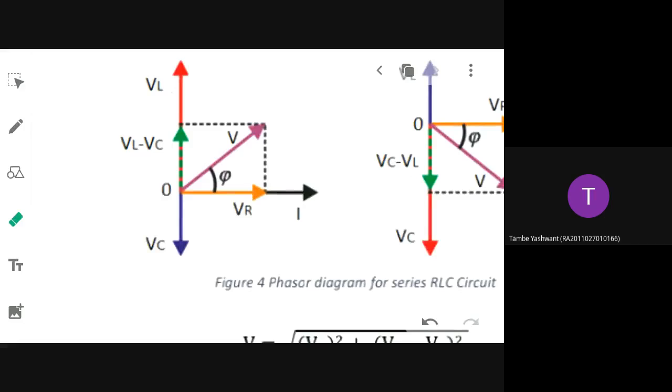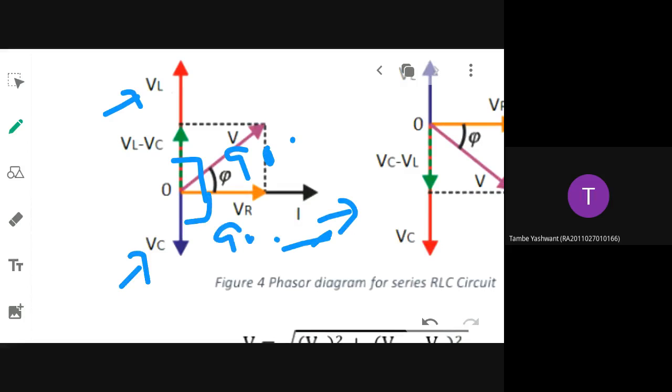Understood why VL is on top and VC is down? VL is on top because the current is lagging behind the voltage by 90 degree. VC is drawn down because the current is leading the capacitive voltage by 90 degree. That's why they have drawn it. And L is predominant, that's why VL is drawn a little bit larger when compared to VC. The difference in voltage is VL minus VC. That will be summed up with VR, and that will give you the total voltage.